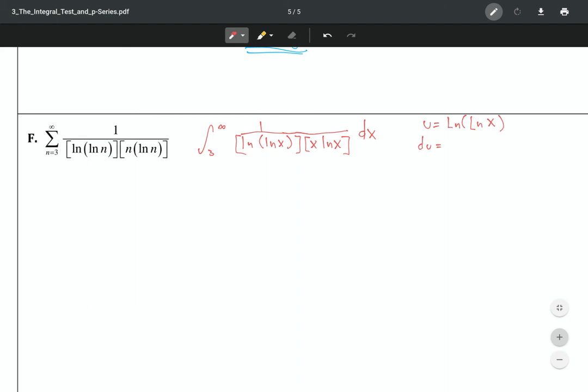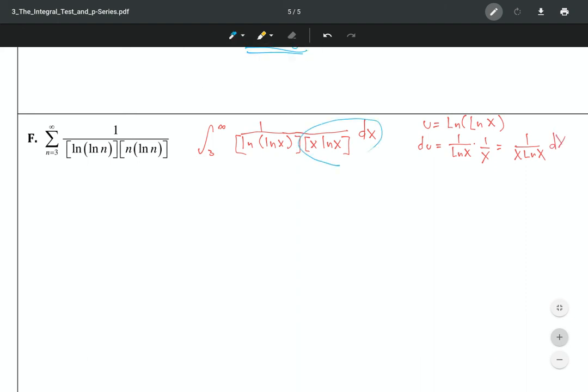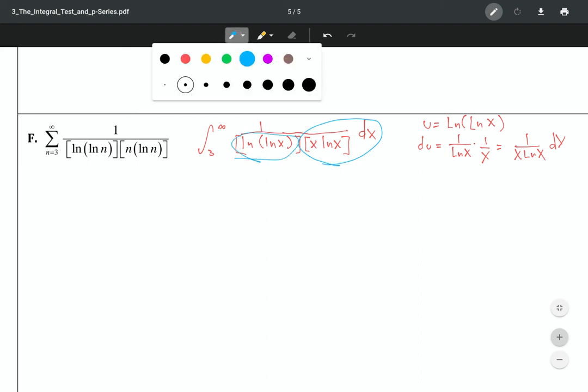then du, remember the derivative of a natural log is 1 over u. In this case, u is the natural log of x, times the derivative of the natural log of x, which is 1 over x. So essentially this right here is 1 over x natural log of x, dx. All of this right here is du. And then this part right here is going to be u.